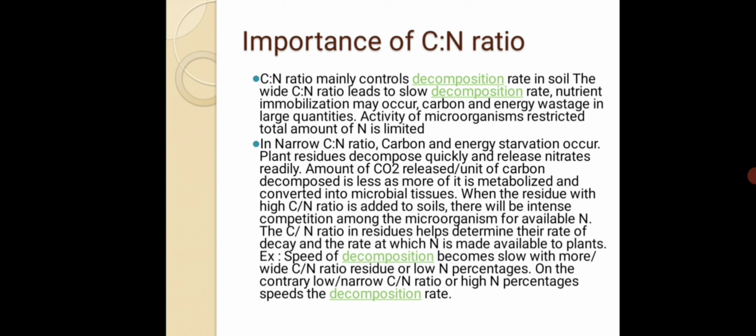The C/N ratio controls the decomposition rate. A wide C/N ratio leads to a slow decomposition rate. Nutrient immobilization may occur. Carbon and energy are wasted in large quantities. Activity of microorganisms is restricted because the total amount of N is limited. With a narrow C/N ratio, carbon and energy starvation occur. The plant residues decompose quickly and release nitrates readily.